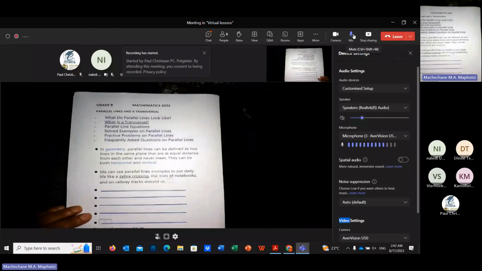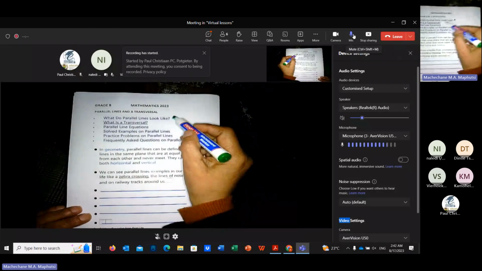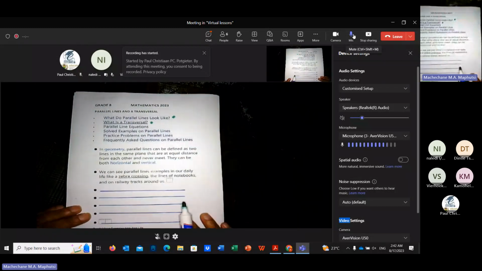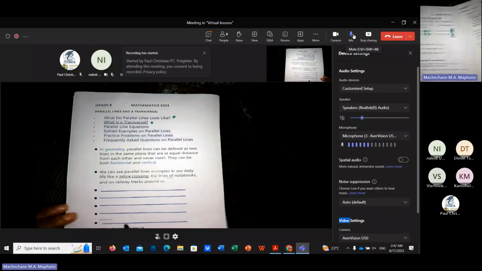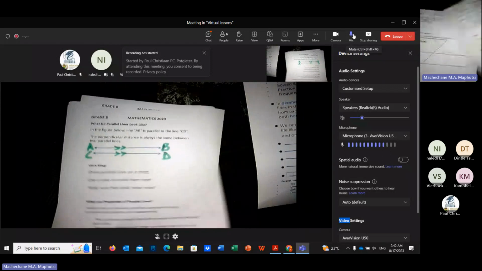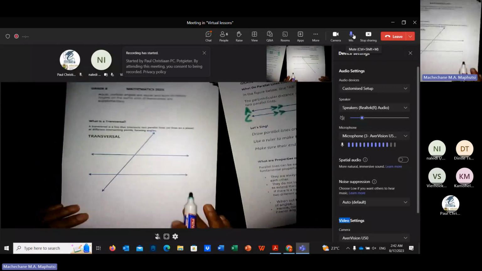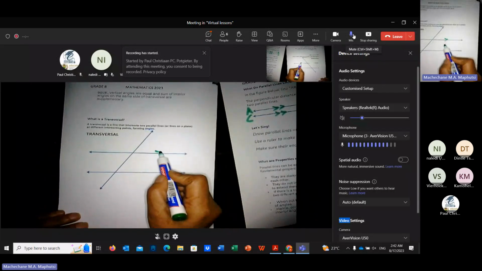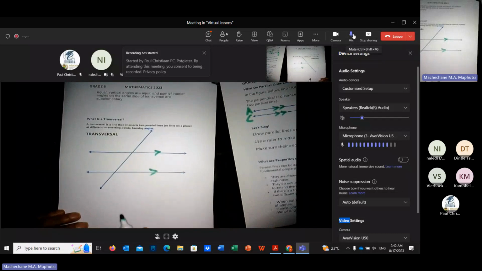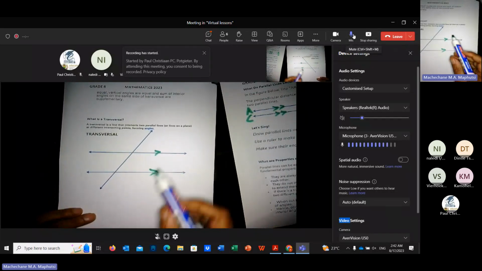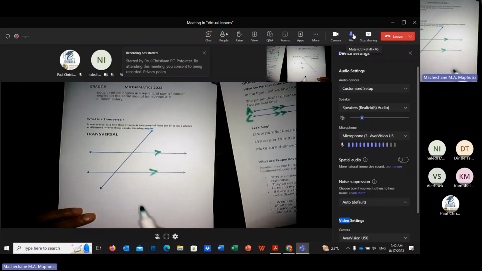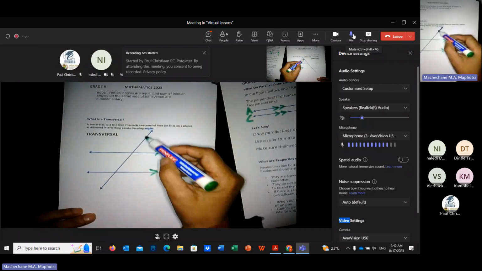Okay, so now we have to come to the second question. What is a transversal? I'm going to show you the transversal. So now I'm having my two parallel lines, as you can see them there. These are two parallel lines. So you can see the transversal. That transversal is that line here.